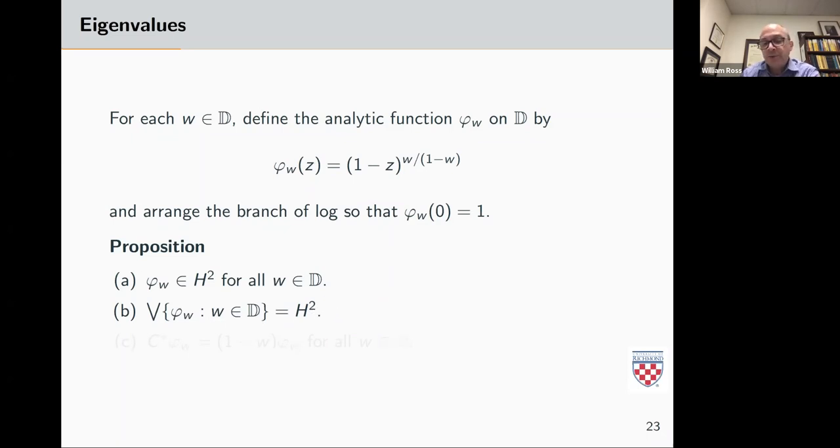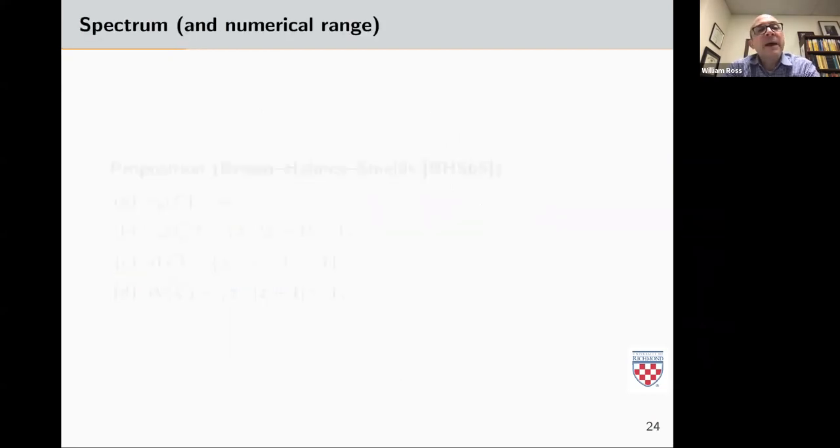All right, now use the integral definition of the adjoint of the Cesaro operator. And these functions turn out to be eigenvectors with these as your eigenvalues. So the eigenvalues of the Cesaro operator fill a disk that's shifted over with radius one, its center at one. All right, so now we're in business here because I can tell a lot about the spectrum of the Cesaro operator.